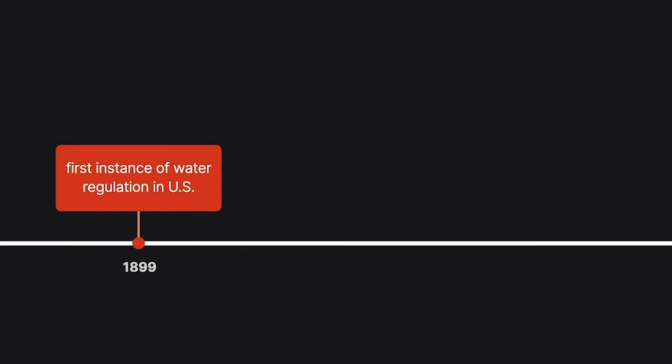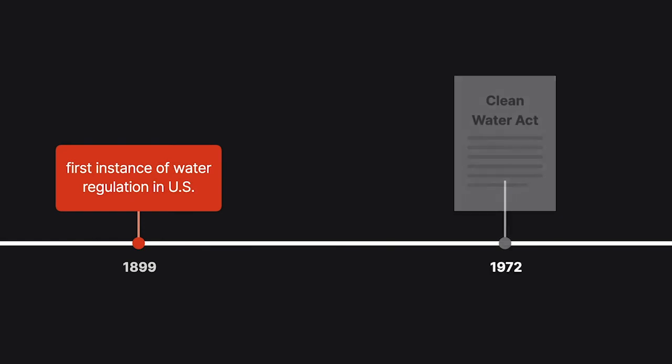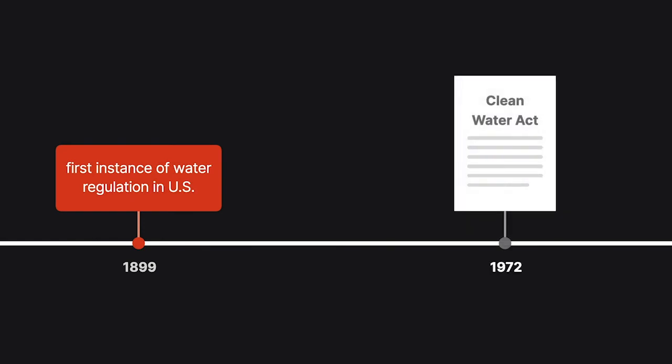So having said all that, let's get into the program. Now, the Clean Water Act was enacted in 1972, but I think it's important to understand water regulation before 1972 and to have a discussion about what water regulation looked like before the Clean Water Act itself. So as a starting point, we are going to go back all the way to 1899, which is one of the first instances of water regulation in the United States.